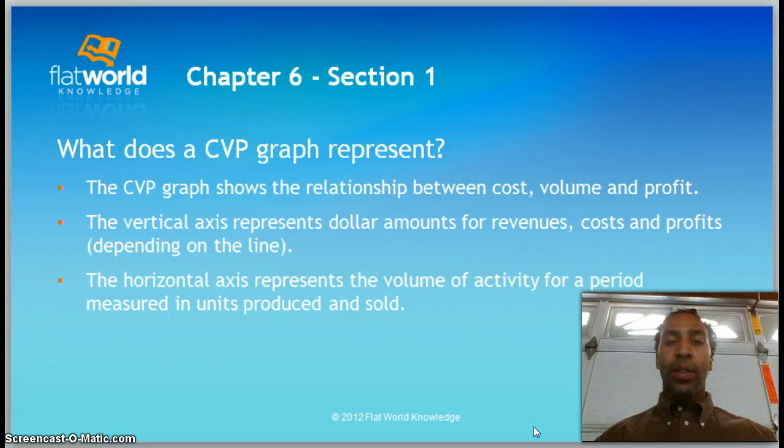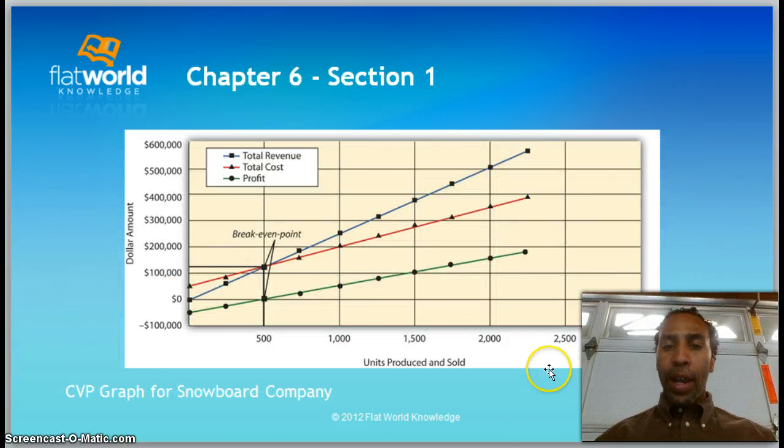The vertical axis represents dollar amount for revenues, costs, and profits, depending on the line, and those are color coded, so you'll be able to see exactly what's what. And the horizontal axis represents the volume of activity for a period measured in units produced and sold. So if you see right here, you see our break-even point, the blue line, you see total revenue. The red line is total cost. So when revenue is the same as cost, that's our break-even point. It's right there, and the quantity at that point is 500, which we figured out from our equation.